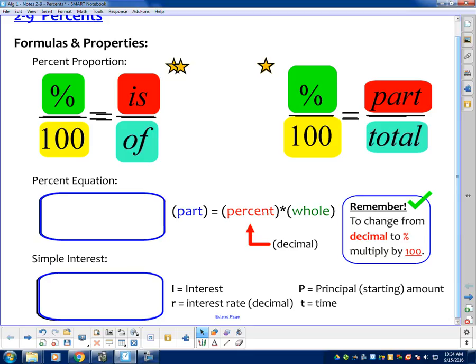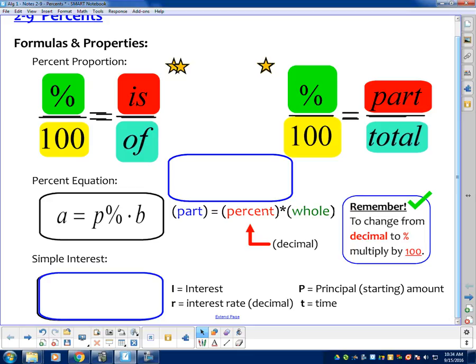Another way to think about it is a percent equation: A, the amount or the part, equals the percent times B, the whole. The percent you'll write as a decimal. If it gives you, for example, 15%, you would change it to 0.15. To change from a decimal to a percent, you go the other direction and change 0.15 back to 15%. So move the decimal two places to the right to change from a decimal to a percent.